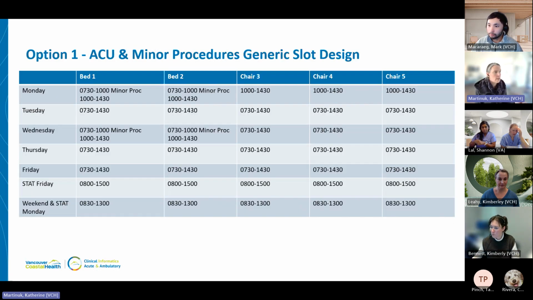So if we do generic slots, this is approximately what it would look like. You've just told me that you would also like slots in chairs 3, 4, and 5 on Monday and Wednesday from 7:30 to 10. I can do that as well. We can actually make them separate slots and name them like, don't do this unless you get permission slot, or, you know, it's actually minor procedures time slot.